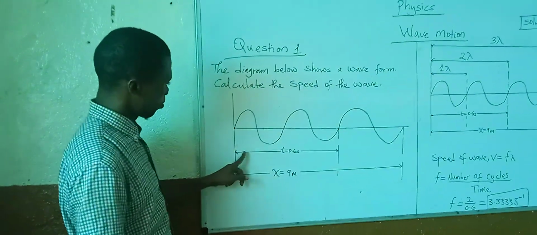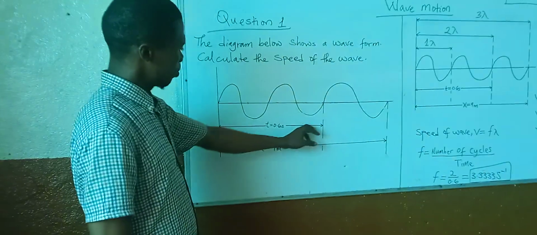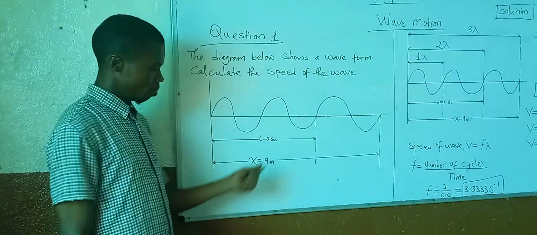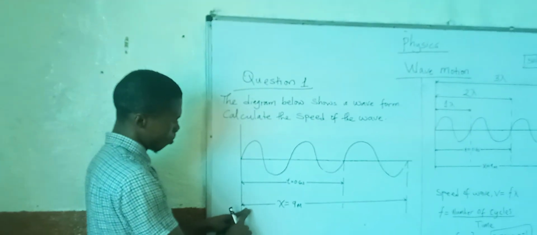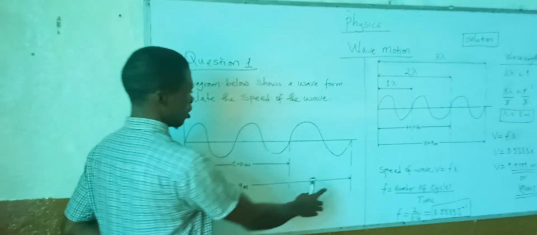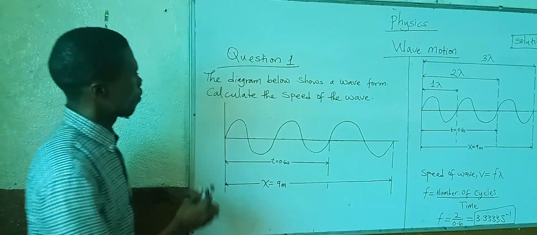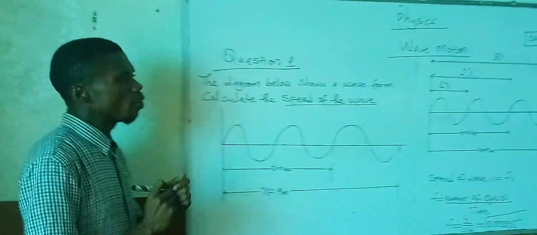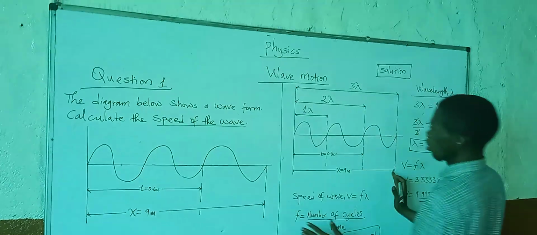Now we're saying that from this point to this point, the time taken is 0.6 seconds. Then we give the distance from this point to this point, say 9 meters. The question says, find the speed of the wave. Before we can do that, we have to redraw the diagram here in the solution area.